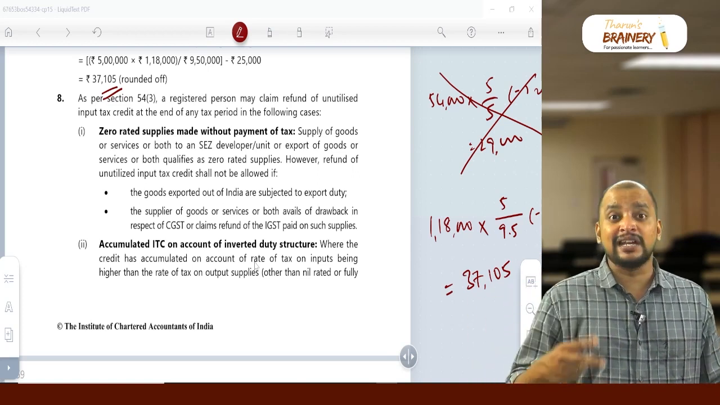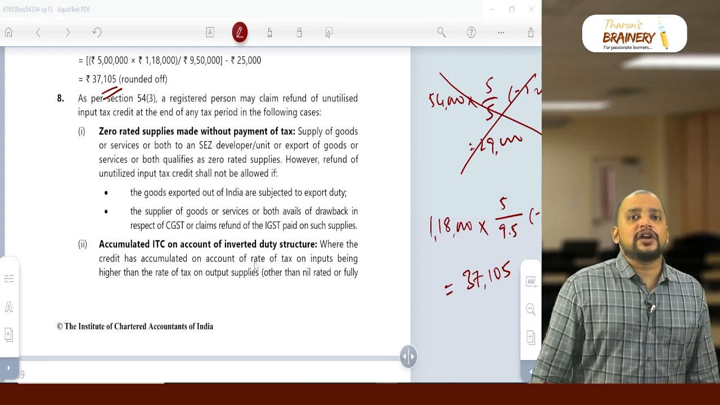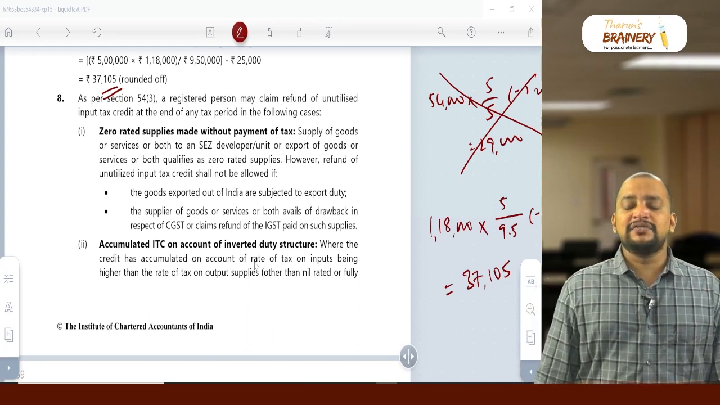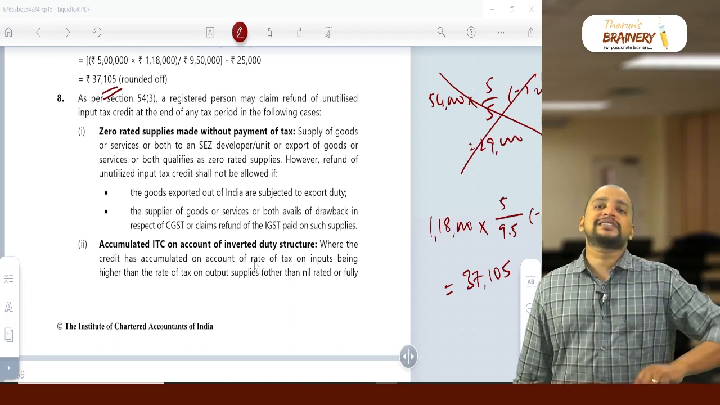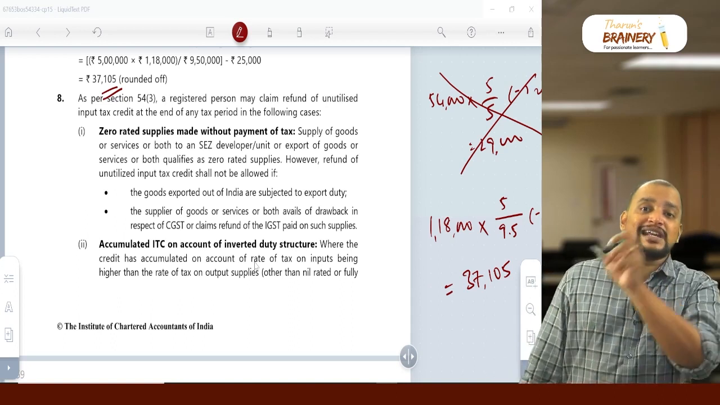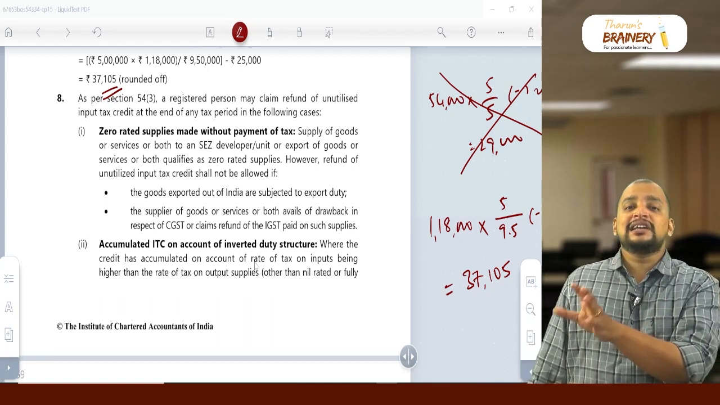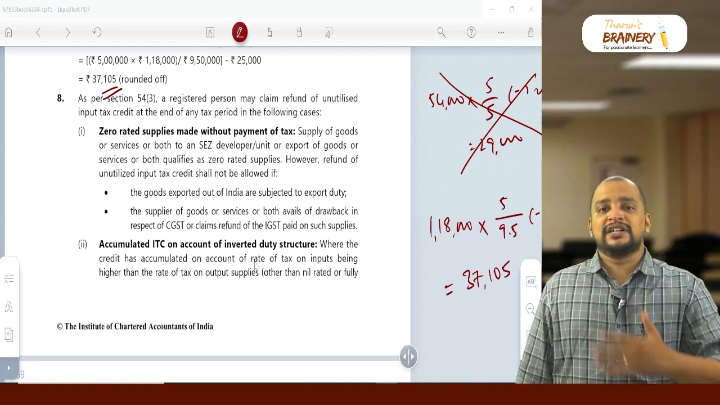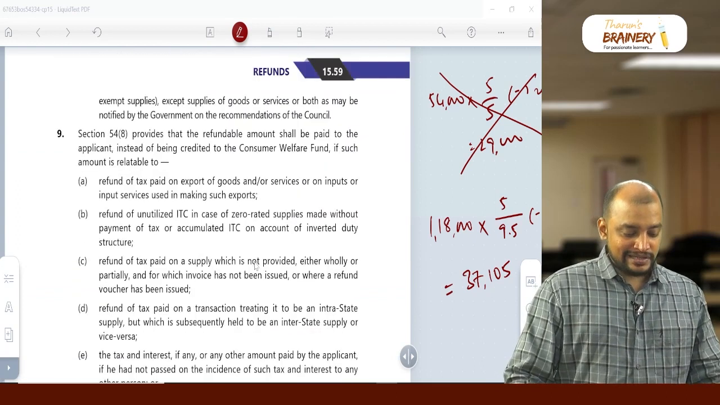That is one case. Second, refund of ITC on account of inverted rate structure. What is inverted rate structure? The tax rate on outward supply is less than the tax rate on inward supply, but the tax rate should be there. So exempted and nil rated and all will not be treated under inverted. Okay. So that is this.